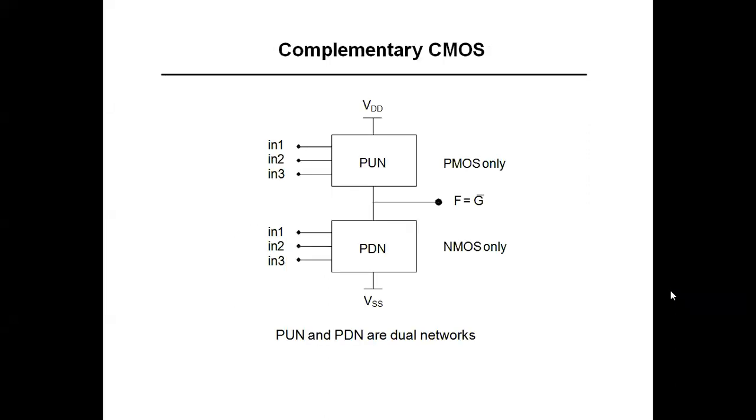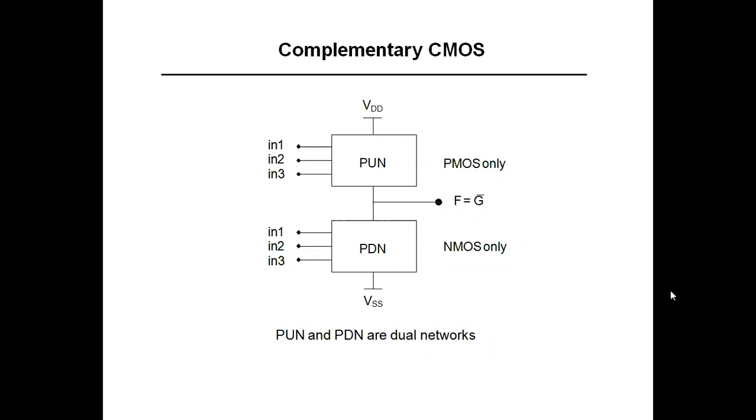Then we discussed CMOS, complementary metal oxide semiconductor. It has a pull up network and a pull down network, as you know. The pull up network is formed of only PMOS, and the pull down network is basically of NMOS. Why have we combined NMOS and PMOS in the form of pull up and pull down networks? These are actually dual networks.